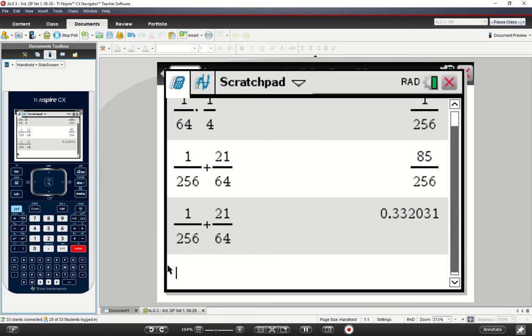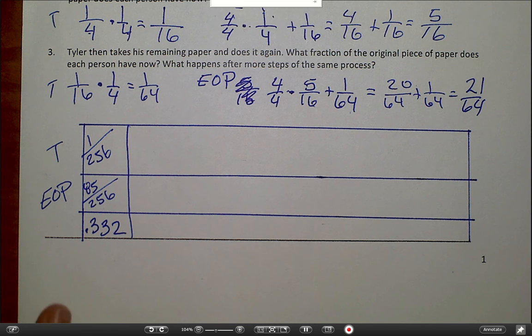Wait, you're on the wrong screen. I know. So now I'm going to slide this over because you people are going to end up having to do this part yourself now. So I got 0.332 for that last thing.